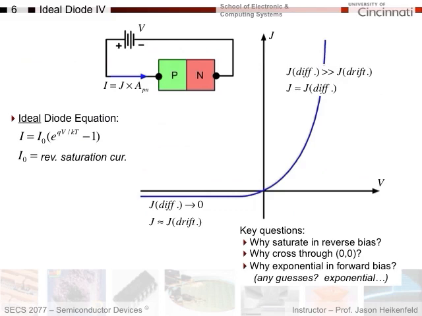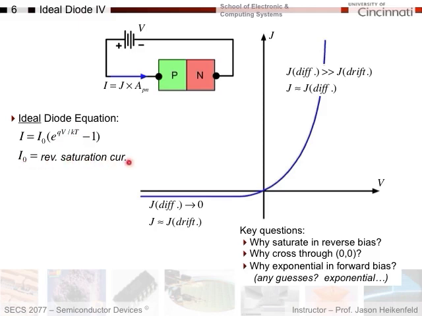So here's our ideal diode equation that we're going to develop in the next part, the second part of this. If I have a diode, here's my PN junction, okay, and I look at my current, which is current density times the area. My ideal diode equation is I naught e to the qV over kT minus 1, and my I naught is my reverse saturation current.